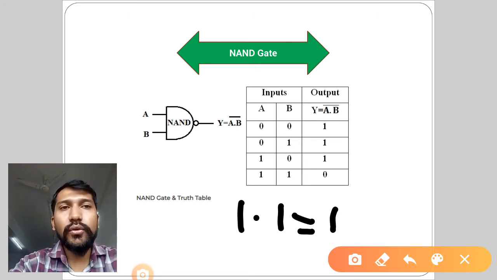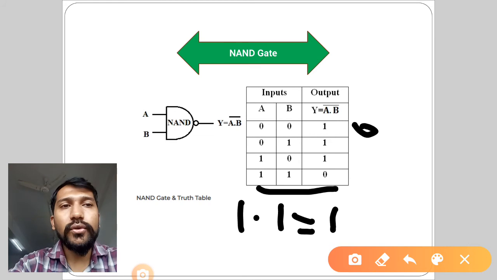So what is exactly the opposite operation? In the AND gate I was getting 1 into 1 is 1. Here I will be getting 1 into 1 is 0. Why? Because we have connected one NOT gate. So the other combinations will be opposite.